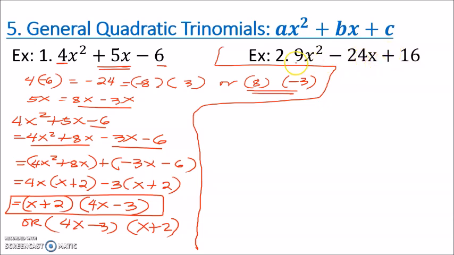We have here 9 and 16. Okay, 9 and 16. So, 9 times 16, that would be 144. Pwede naman gumamit ng calculator kung mahirapan. 9 times 16. And to really make sure that your answer is correct. Okay, so 144. And then, maghahanap tayo ng factor ng 144 na magiging negative 24 pag i-add or i-subtract.